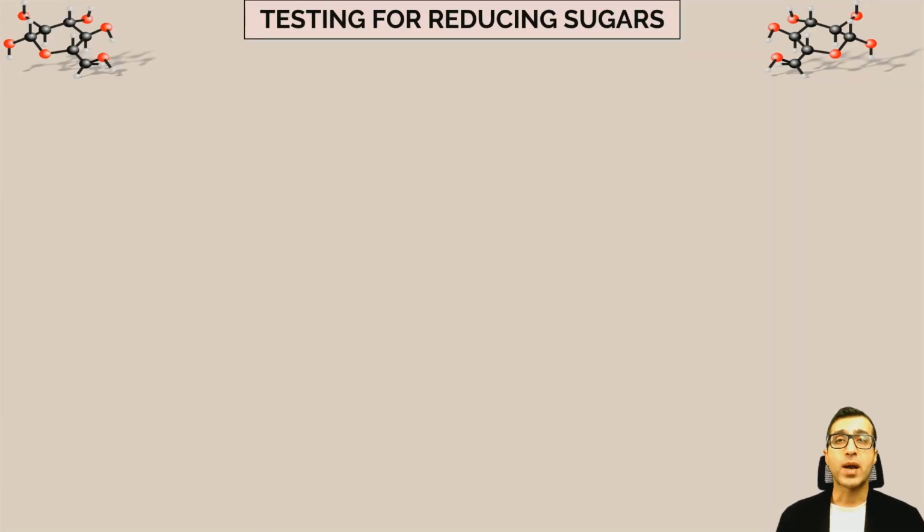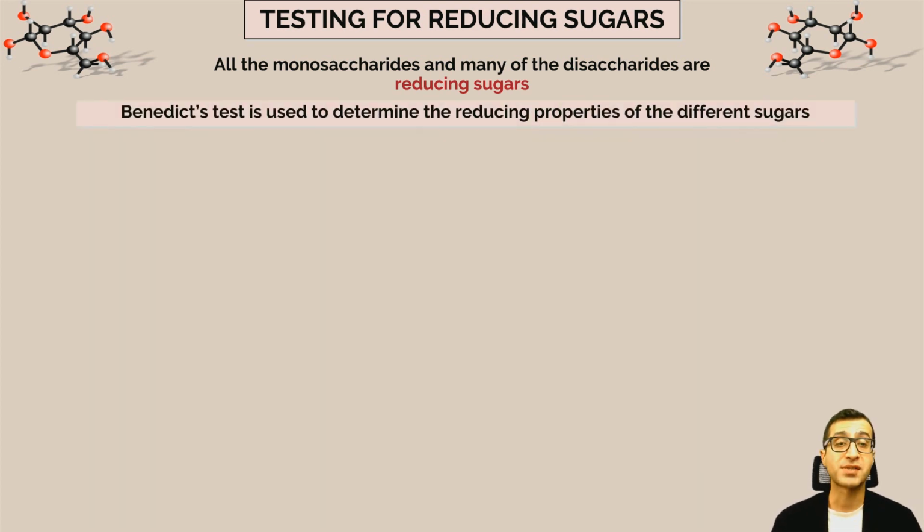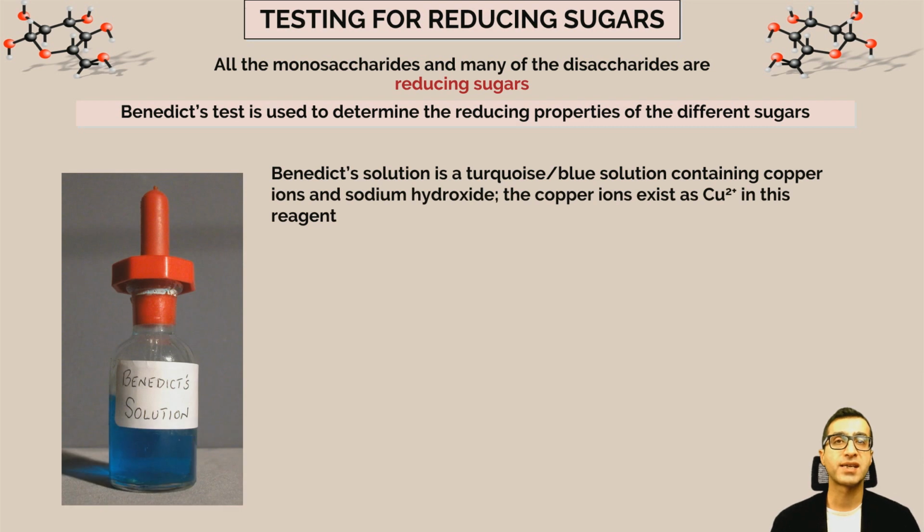So you need to be aware of how we can chemically test for the presence of reducing sugars. Now, all of the monosaccharides and many of the disaccharides are classified as reducing sugars, and we use a chemical test referred to as Benedict's Test to determine the reducing properties of the different sugars and their presence in a particular solution. So Benedict's solution is a turquoise blue coloured solution, and it contains copper ions and sodium hydroxide.